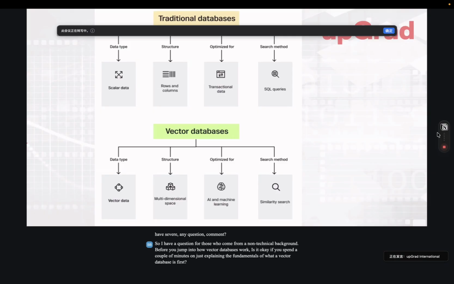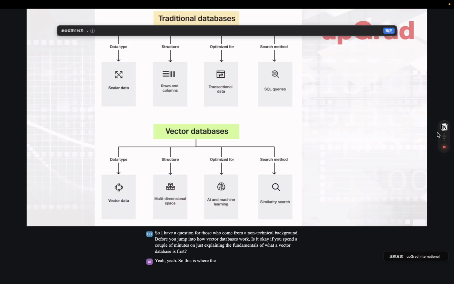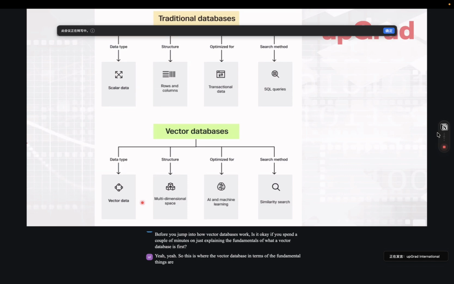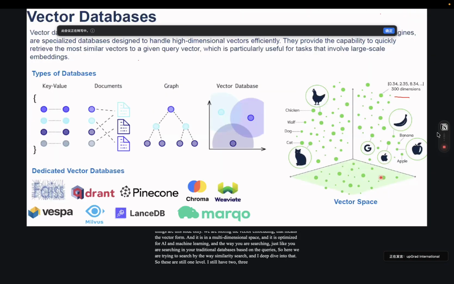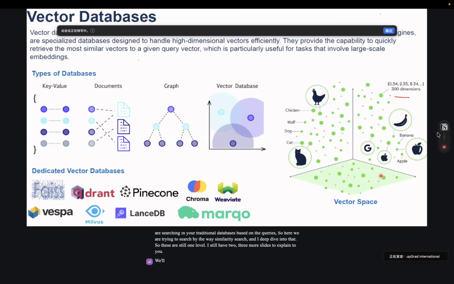Yeah. So this is where the vector database, in terms of the fundamental things, are in this slide only. We are storing the vector embedding, that means the vector form, in a multi-dimensional space, and it is optimized for AI and machine learning. And the way you search, just like you search in your traditional databases based on queries, here you are trying to search by similarity search, and I'm going to deep dive into that. So these are still one level. I still have 2-3 more slides to explain to you. We'll do that.